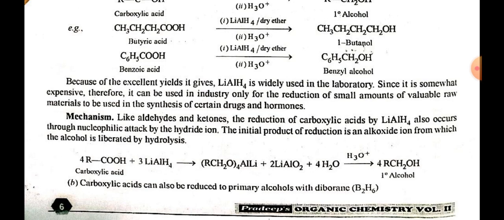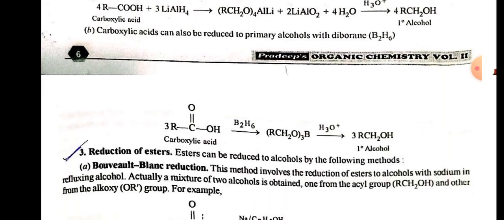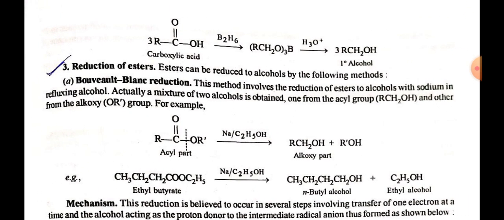Carboxylic acids can also be reduced to primary alcohols with diborane. You can see this reaction. When carboxylic acid reacts with diborane, it gives trialkyl borane, and it finally gives primary alcohols.